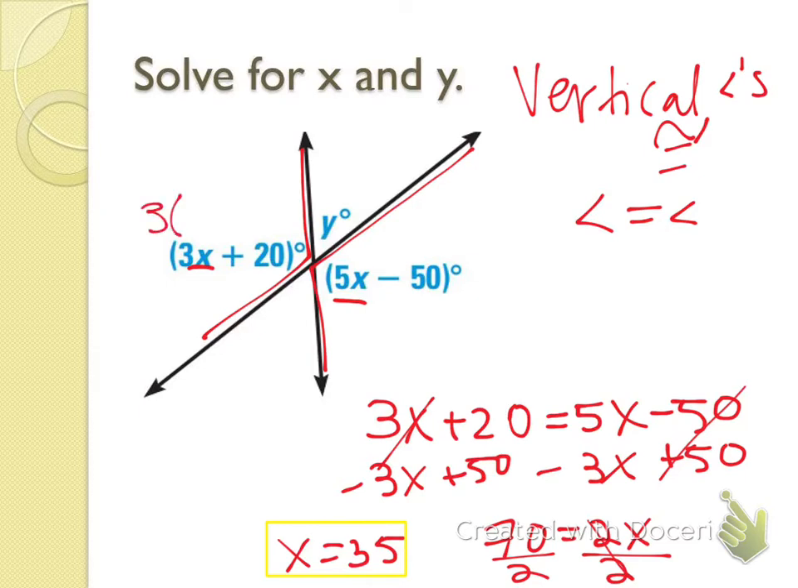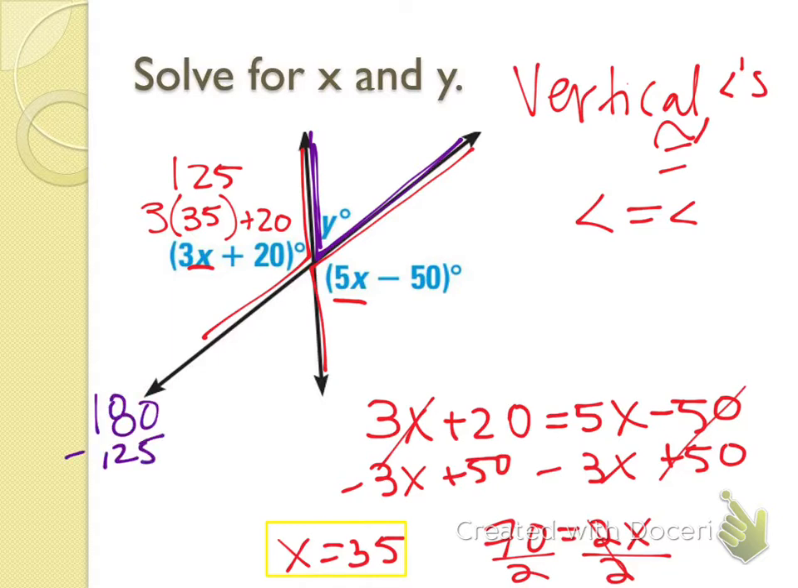How would I find the measure of an angle? Plug it back in. 3 times 35 plus 20. Believe it ends up being 125. The reason we needed to know this is we need to find angle y. So what do I do to find the measure of angle y? Subtract from 180. So 180 minus 125 is 55.